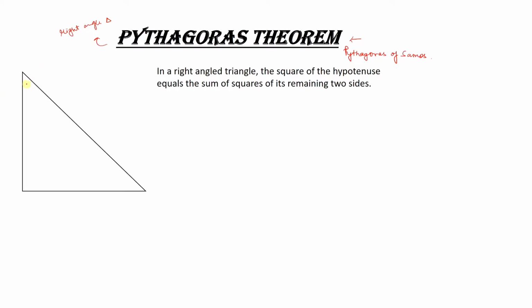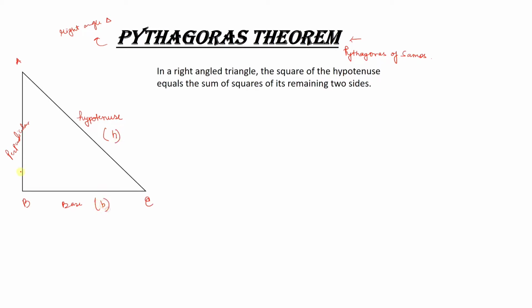In case of a right angle triangle, there are different names for the three sides. The longest side of this triangle is known as hypotenuse, this one is known as base, and this one is known as perpendicular. In short, it would be h, b, and p.